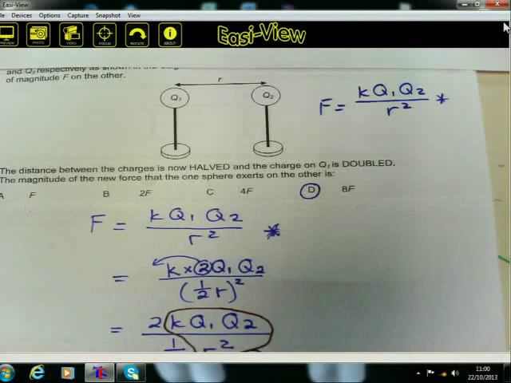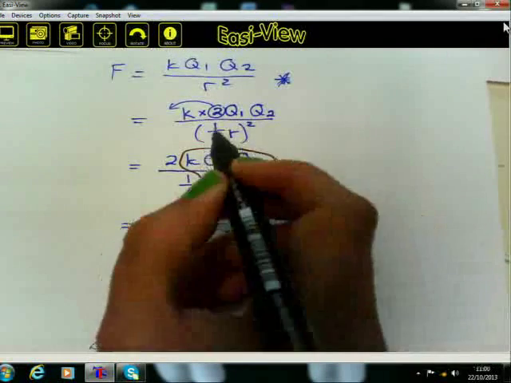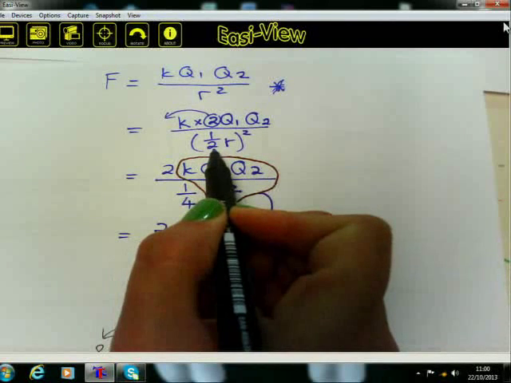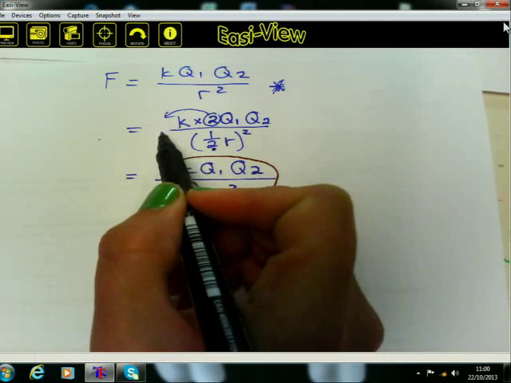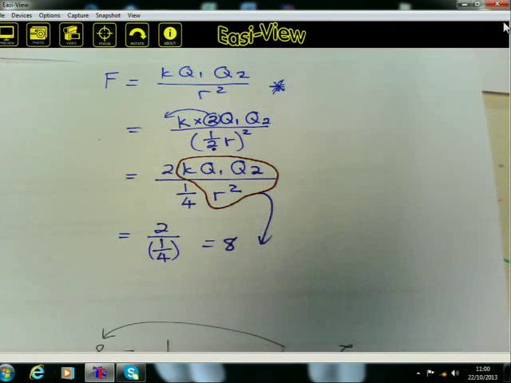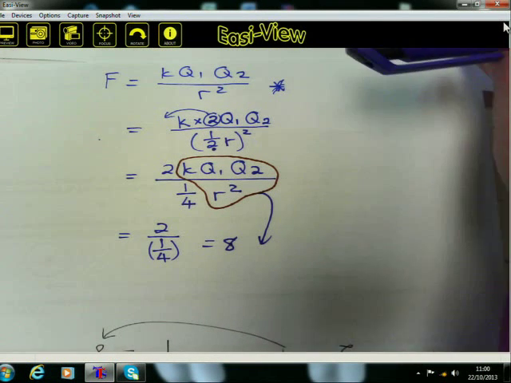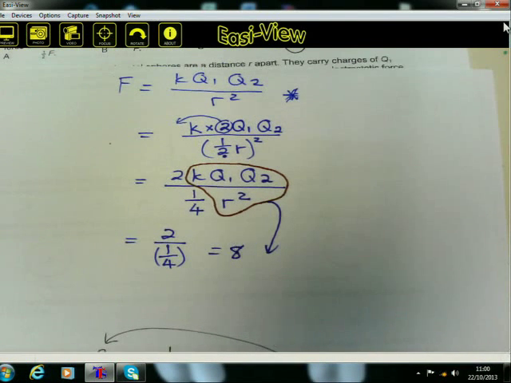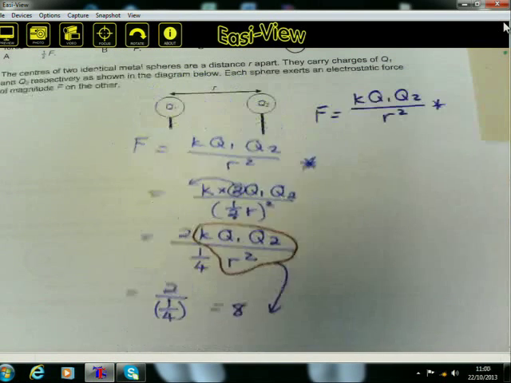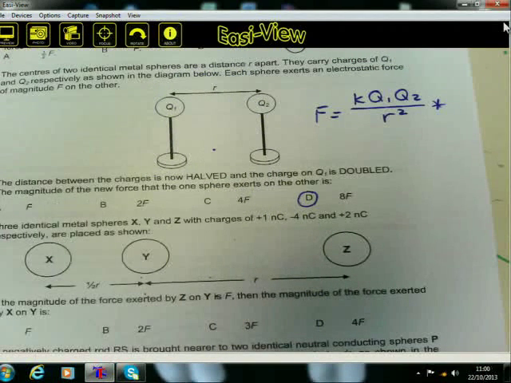Okay. So when the distance is halved, this causes the F to become 4 times more. But now also Q1 is doubled. So now it becomes 8 times more. So it increases by a factor of 8. Alright. This was number 5.